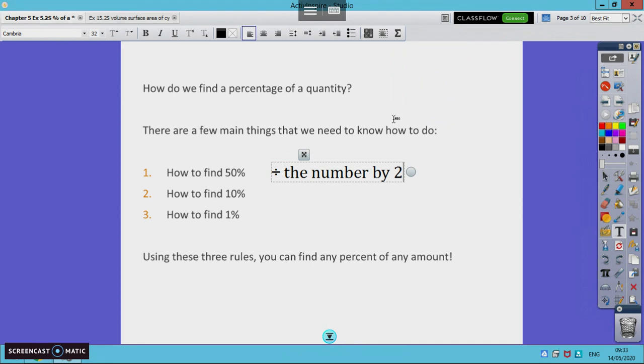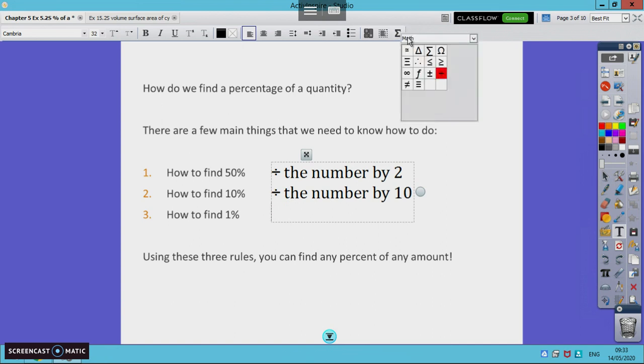So if I had 10 and I wanted to find 50% of 10, I would half it and 5 would be the answer. How to find 10% is you divide the number by 10. And then lastly, to find 1%, you divide the number by 100.